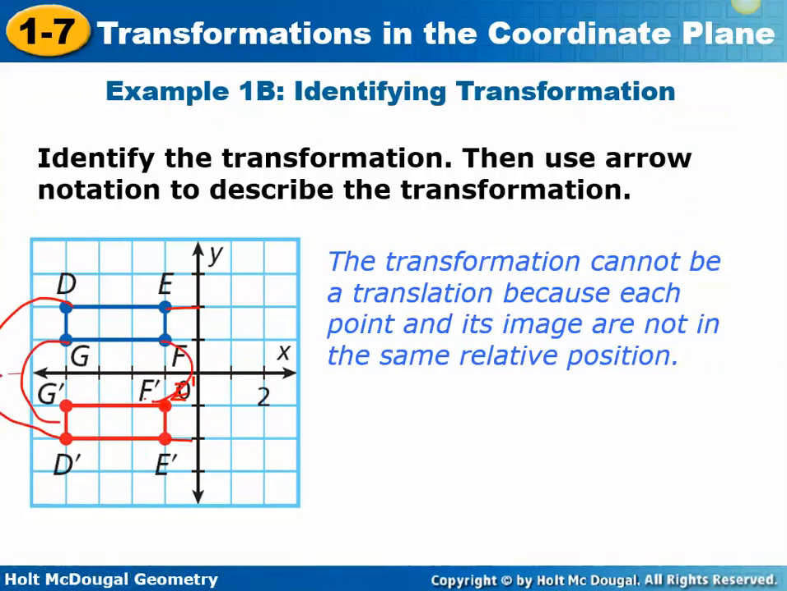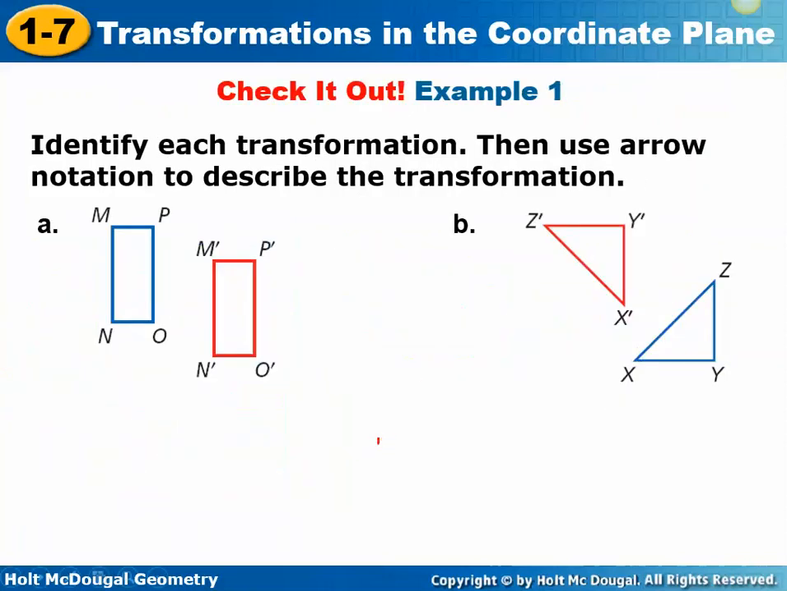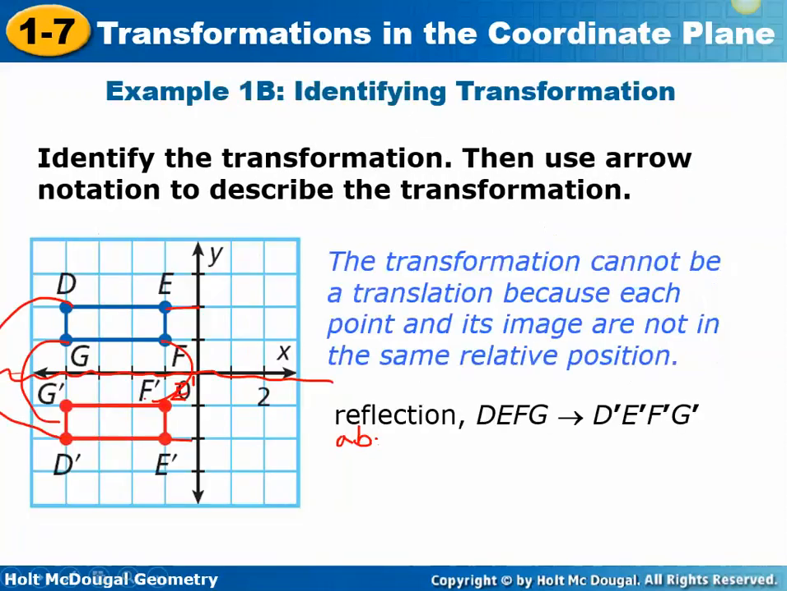So that must mean that they must have folded it about the x-axis. They reflected it instead of translated it. So then you write these in order. D, E, F, G is transformed to D prime, E prime, F prime, G prime. And you could also say that it's a reflection about the x-axis, because that's really how they reflected it about that line right there.